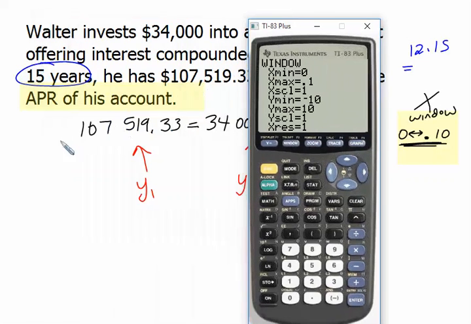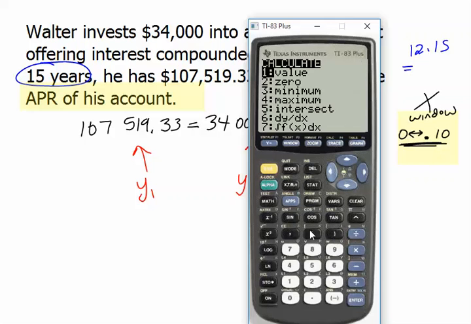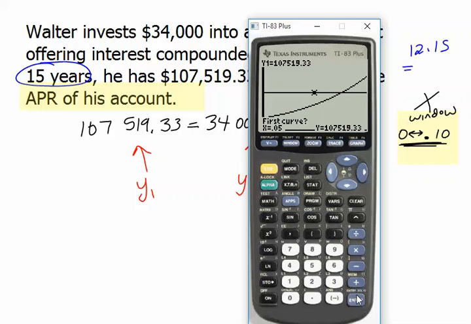And the y value that we need to see is about 107,000. So I'm just going to go from 0 to 200,000 with the y's. Seems like a wise thing to do. Hit graph. There's a nice picture. We will second trace to calculate. Option 5 for the intersection. First curve, enter. Second curve, enter. Guess, you can just stay there and hit enter. And here comes our answer.